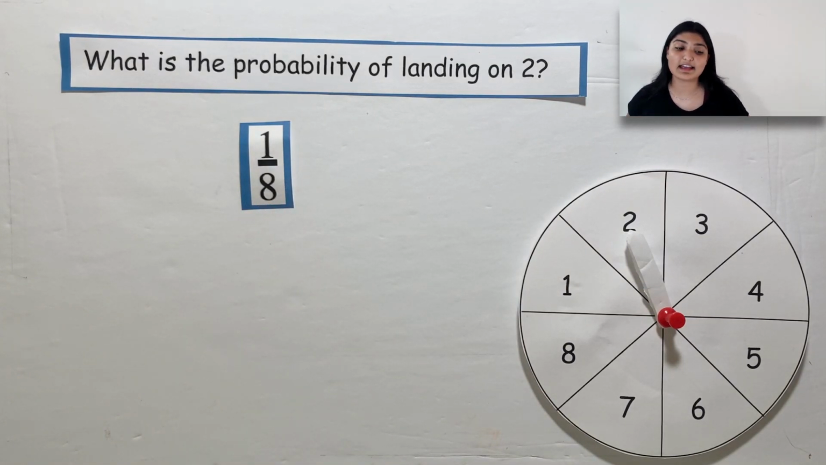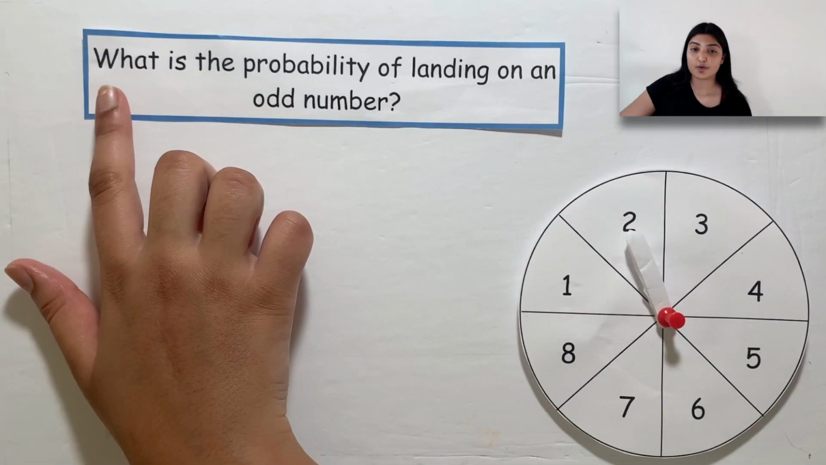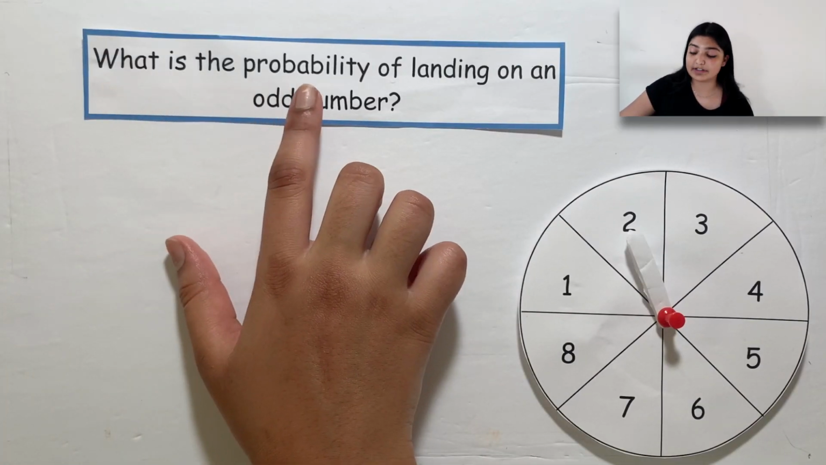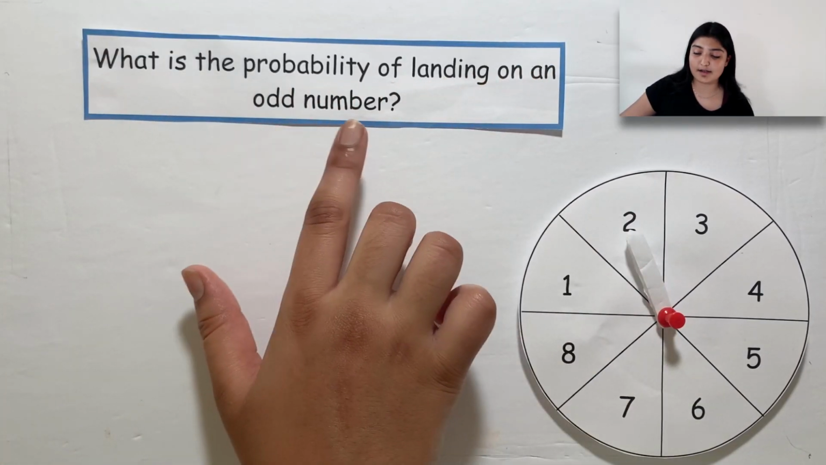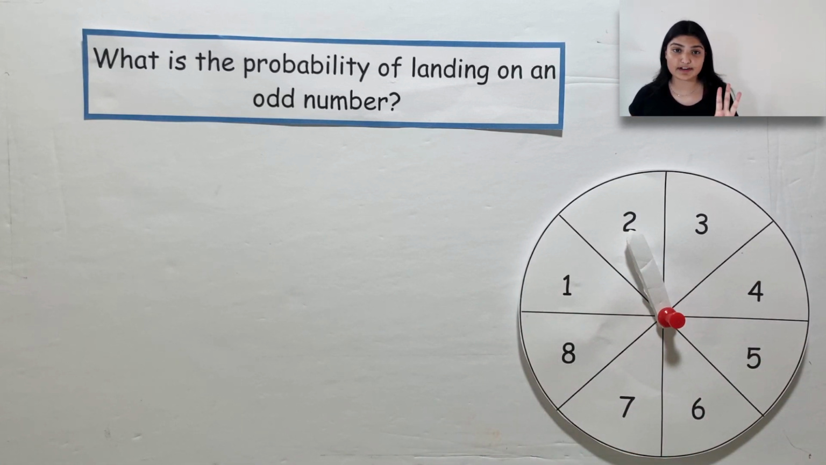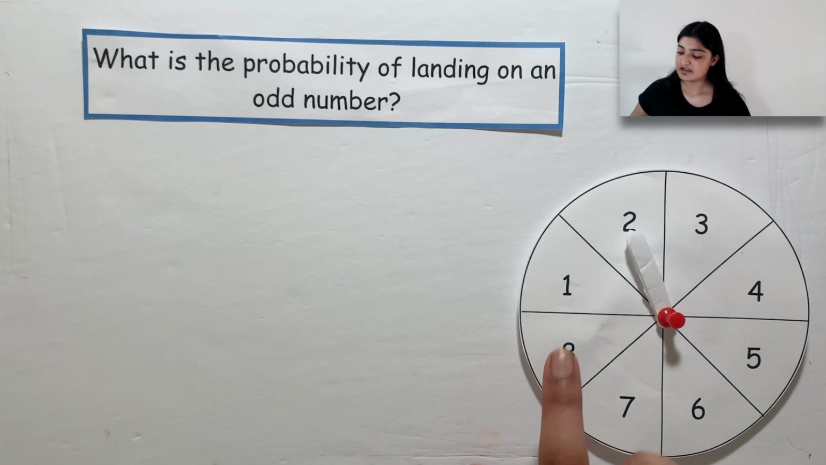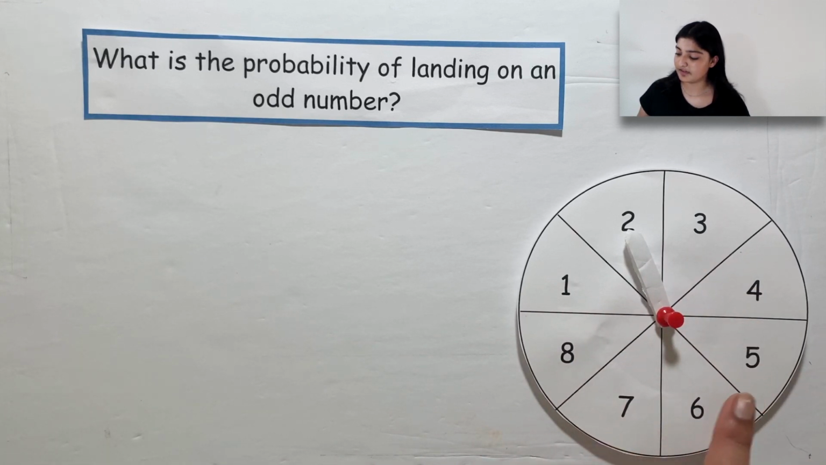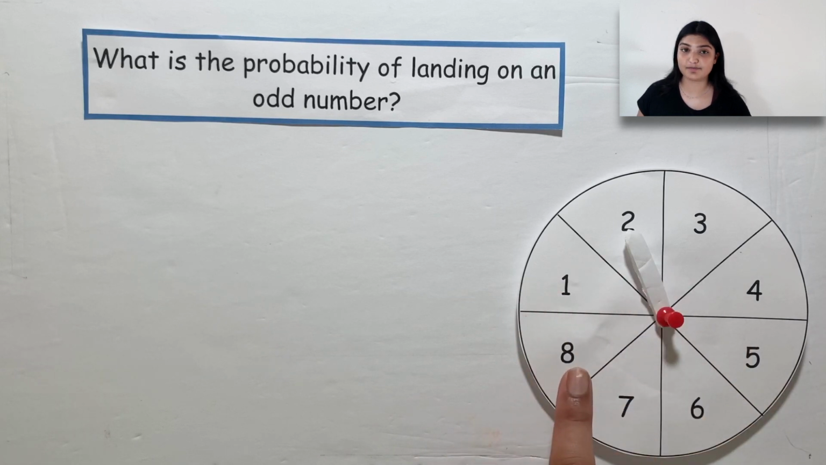Let's take yet another example. What is the probability of landing on an odd number? Well, how many of these numbers are odd? Out of these 8 numbers, we know that 1, 3, 5, and 7 are all odd numbers. That gives us a total of 4 odd numbers throughout this spinner.